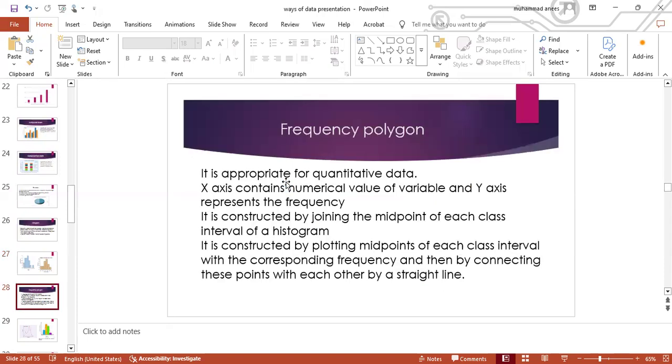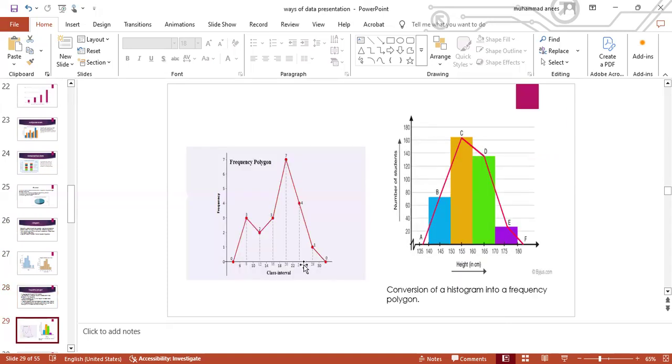Frequency polygon. It is appropriate for quantitative data. X-axis contains numerical value of variable and Y-axis represents the frequency. It is constructed by joining the midpoint of each class interval of a histogram. It is constructed by plotting the midpoints of each class interval with the corresponding frequency and then by connecting these points with each other by a straight line. So the midpoints are obtained in a histogram, then they are joined to form a frequency polygon. So this is how we convert a histogram into a frequency polygon.